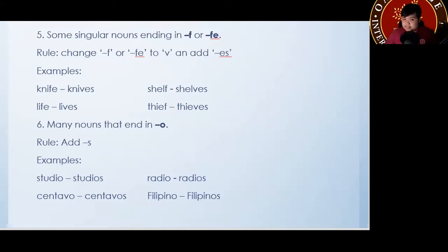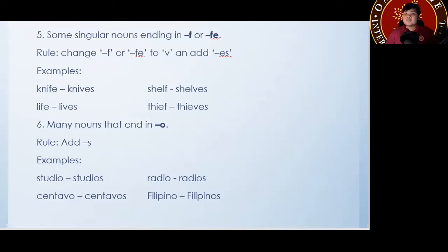Example, knife. The plural of knife is not knifes. No, it's knives. K-N-I-V-E-S. All right? Change the FE to V and then add ES. Same as with life. The plural of life is lives. The plural of shelf is shelves. And the plural of thief is thieves.